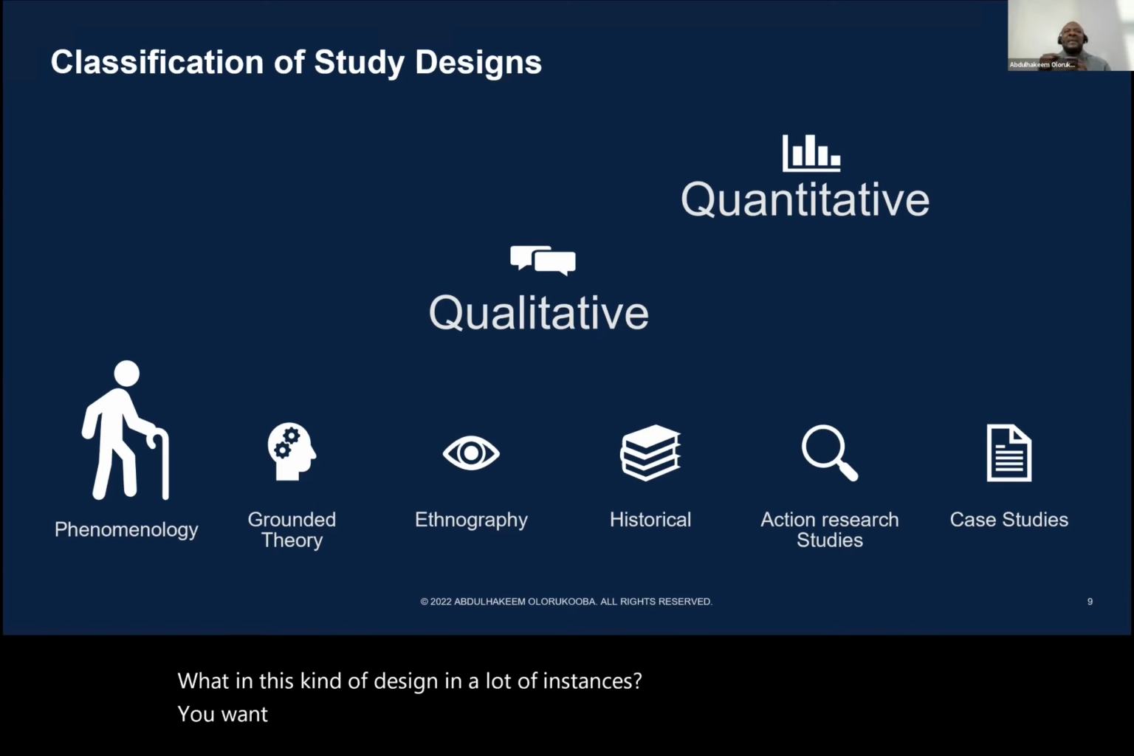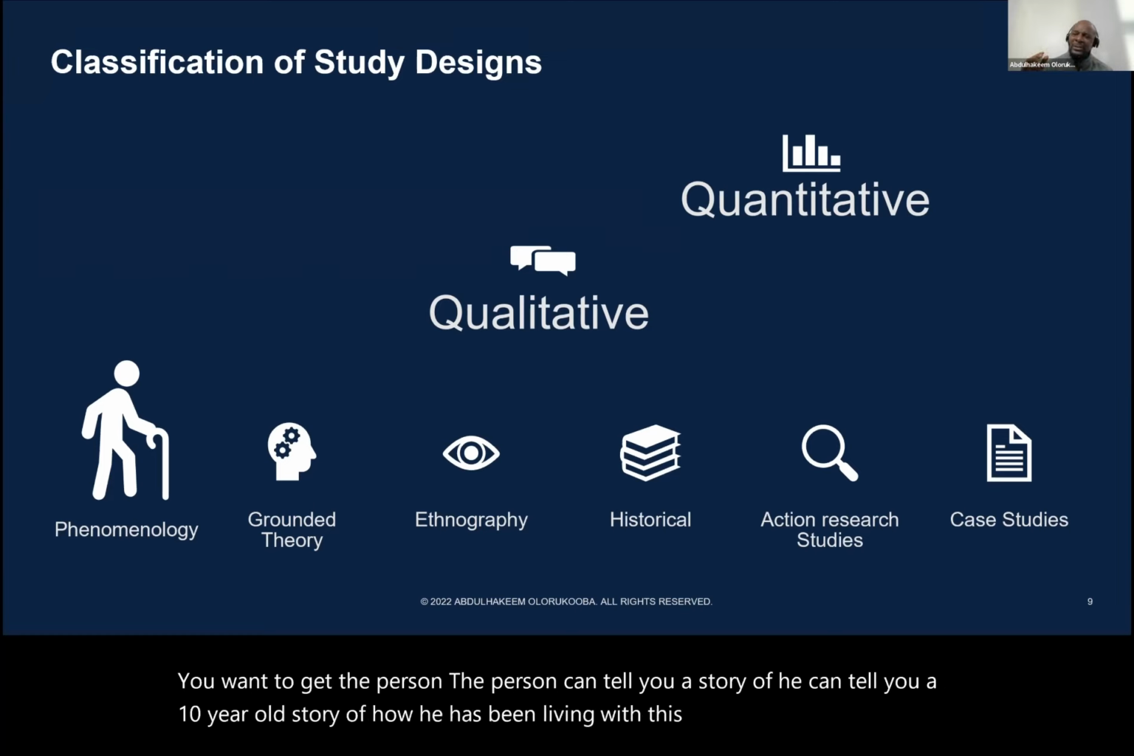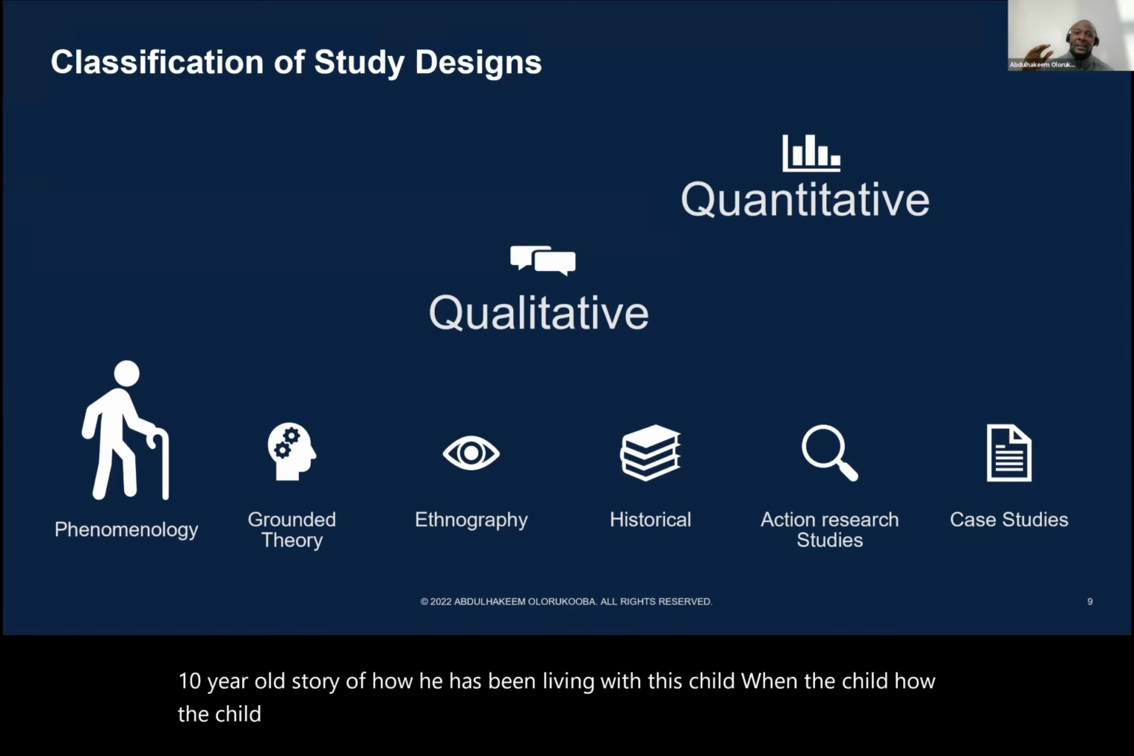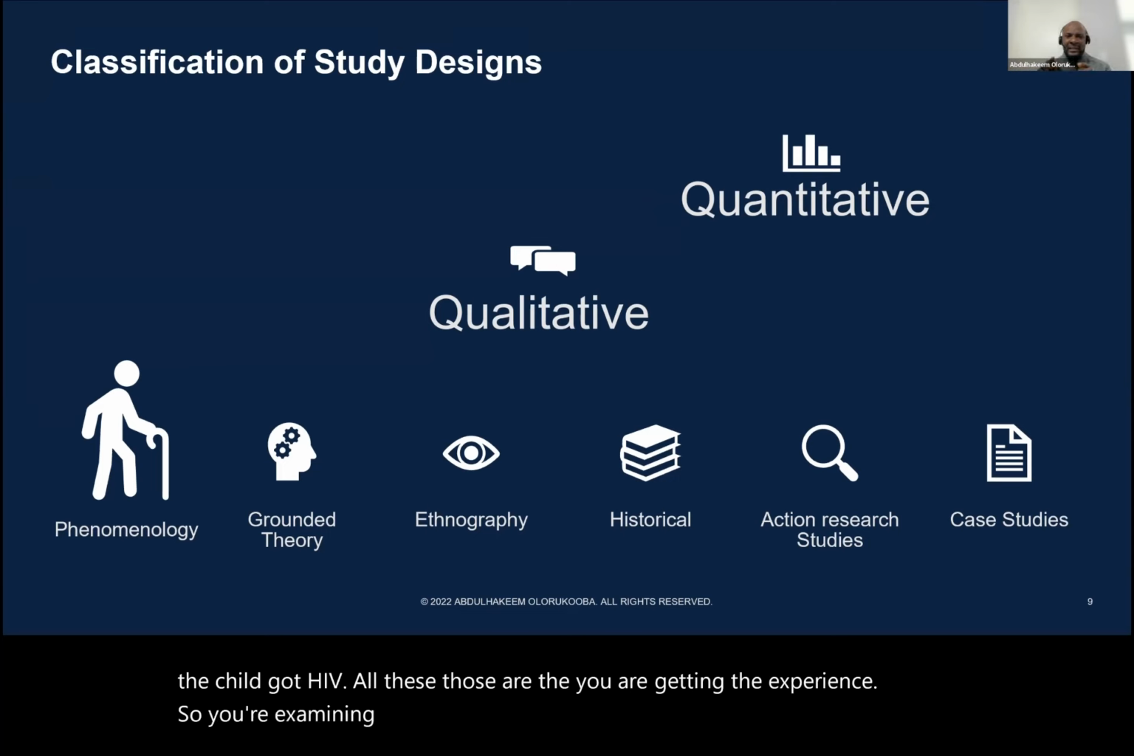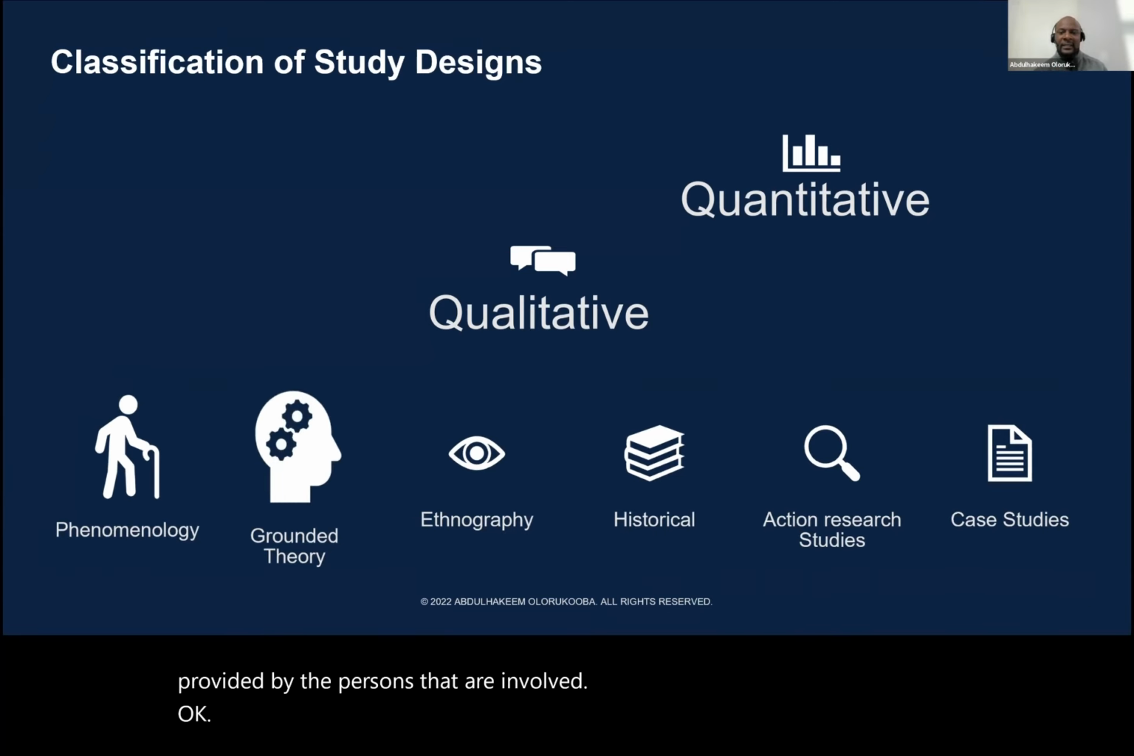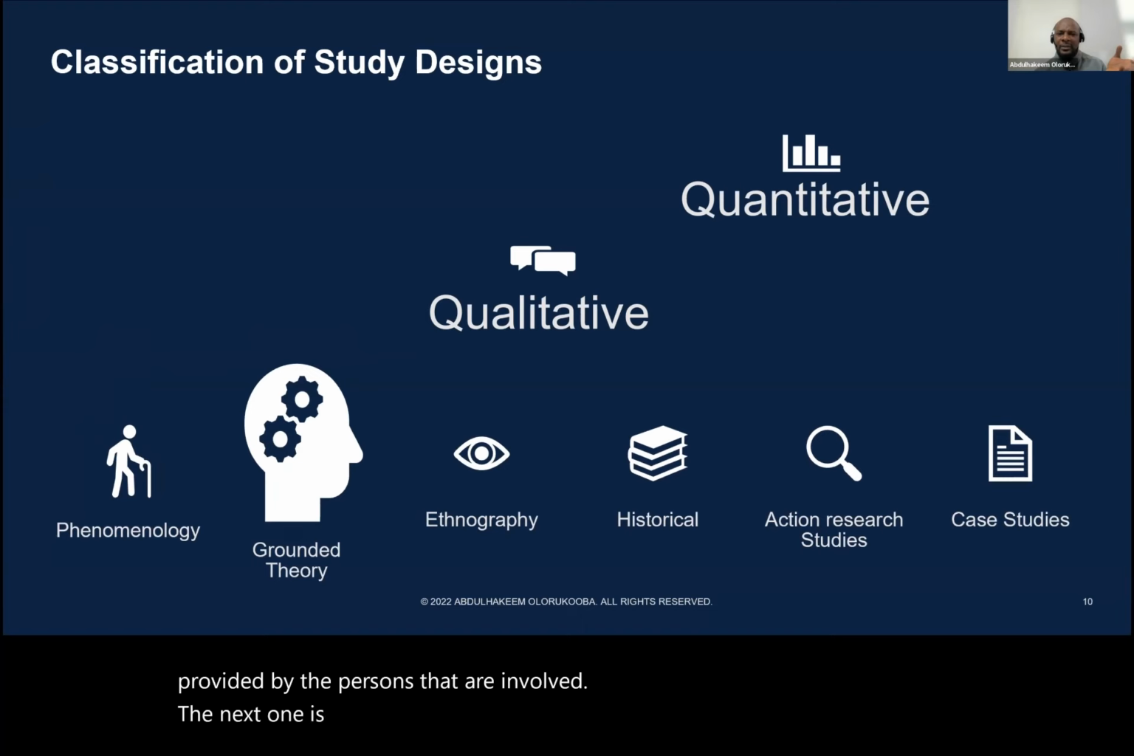So in this kind of design, in a lot of instances, the person can tell you a story, a 10-year-old story of how he has been living with this child, how the child got HIV, all this. Those are, you are getting the experience. So you are examining human experience through the description that is provided by the persons that are involved. Okay. The next one, and I'll give you an example, is grounded theory.